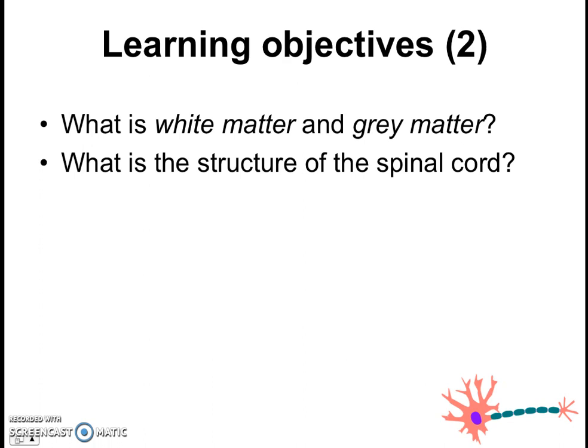In this video, we're going to take a closer look at matter, in particular white matter and gray matter, which is found in your central nervous system. And we're going to look at the structure of the spinal cord in greater detail as well. Alright, so let's get going.